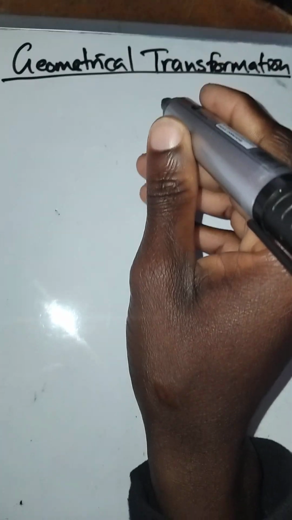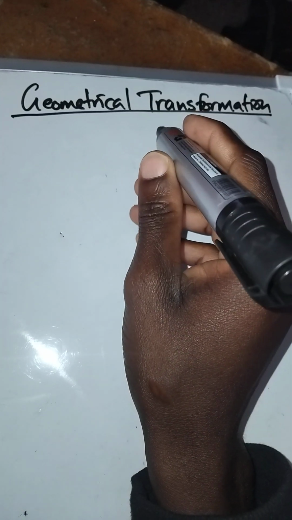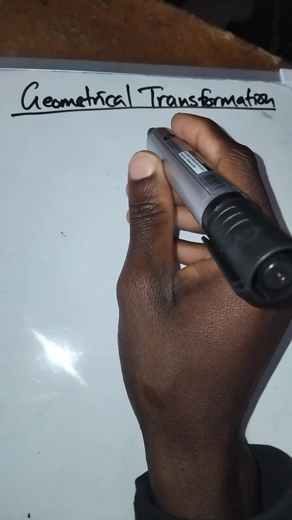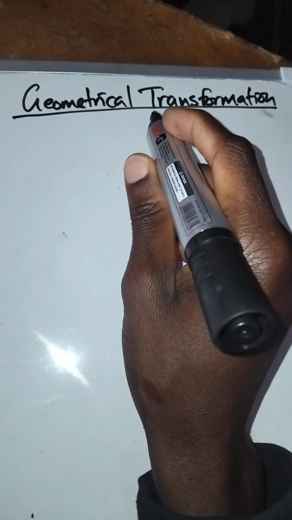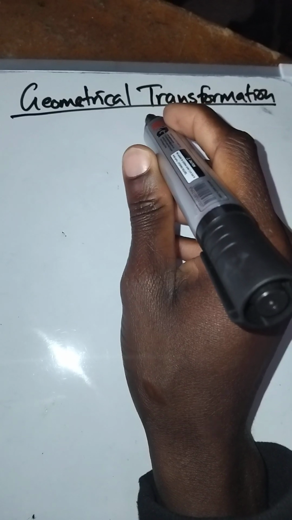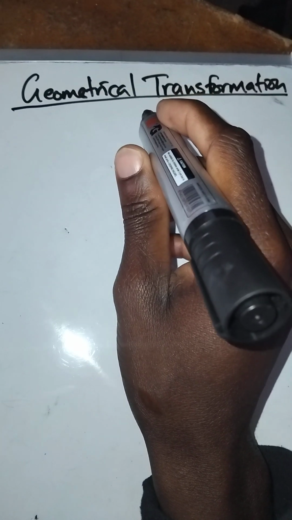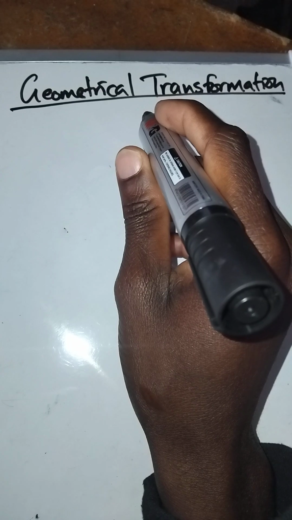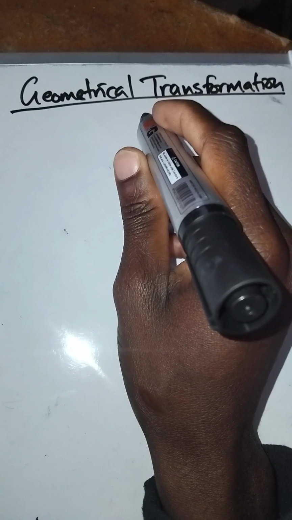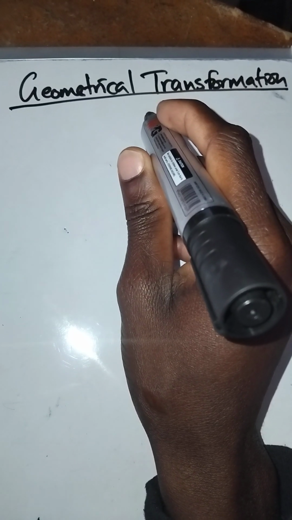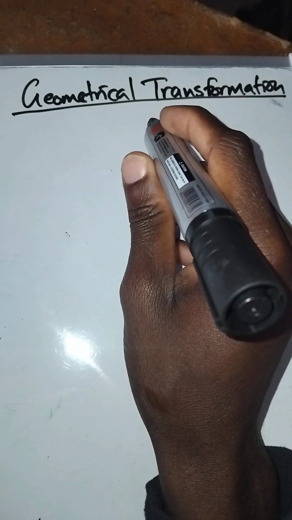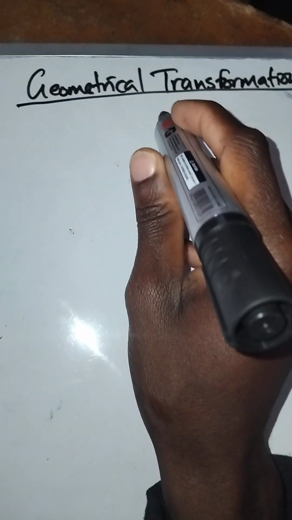Transformation is a change in position or dimensions or both of a shape. The transformation is a change in position or dimensions or both of a shape.